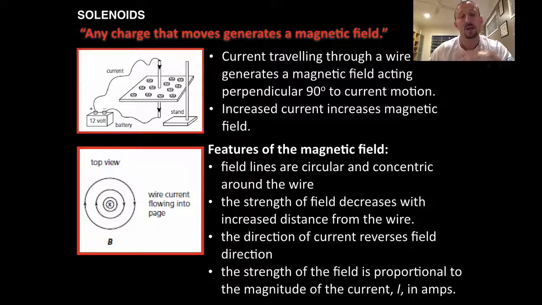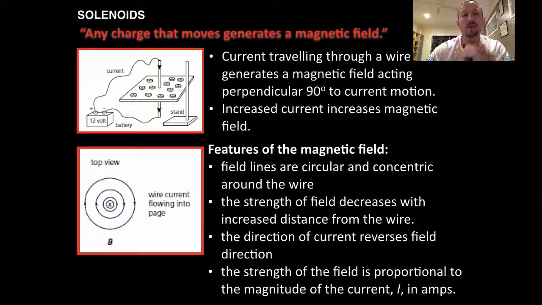So if we get a charge which is moving, it is going to generate a magnetic field. Now the first thing that we need to understand is that the magnetic field is going to be perpendicular to the motion of that current, i.e. it's going to be at 90 degrees. So if the current is flowing in this direction here, then we're going to get the magnetic field formed at 90 degrees to that motion.